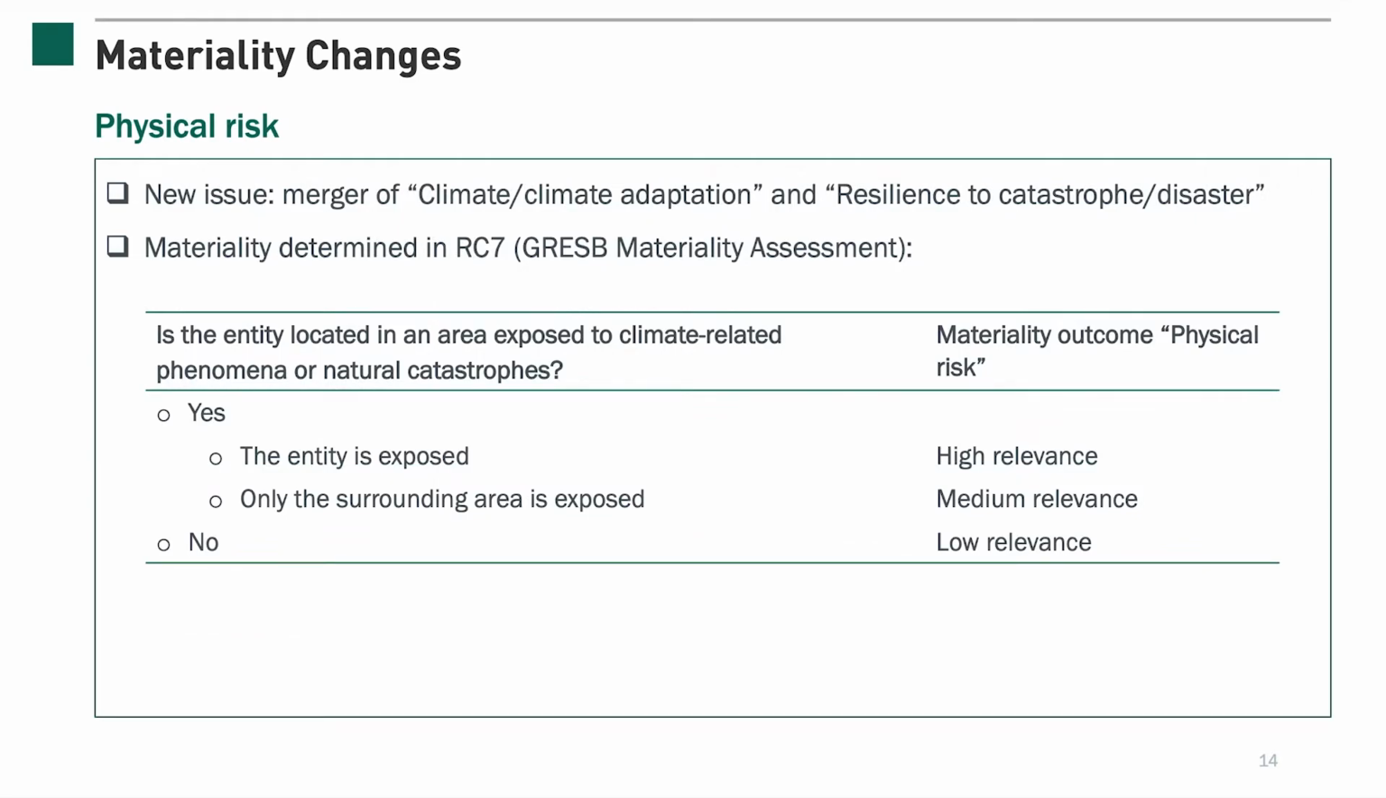As explained earlier in this lesson, physical risk is introduced as a new issue in the 2021 assessment. The materiality for this issue is determined in RC7, GRESB Materiality Assessment, through the question, is the entity located in an area exposed to climate-related phenomena or natural catastrophes?